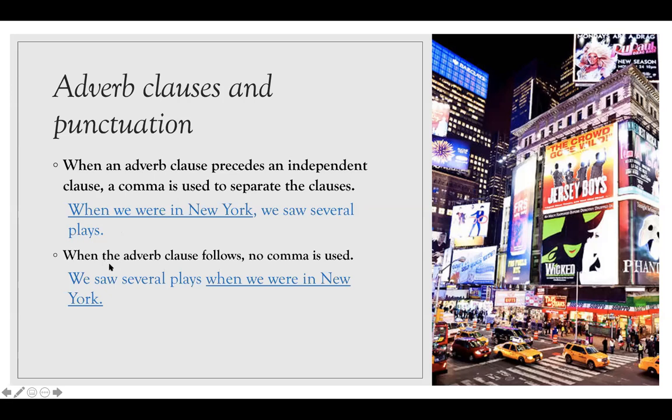When the adverb clause follows, no comma is used. So if it's at the end, there is no comma. Like, we saw several plays when we were in New York. "When we were in New York" is the adverb clause. It happens at the end, and as you can see, there is no comma. So it all depends on the position, and that's how you decide which punctuation you're going to adopt.